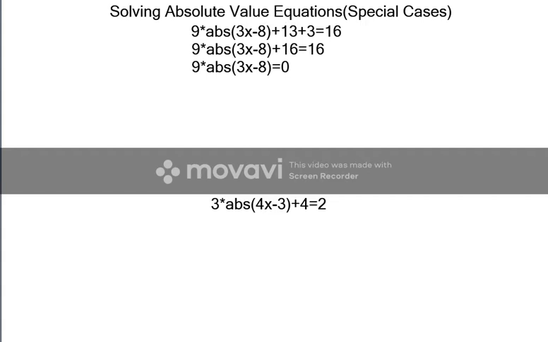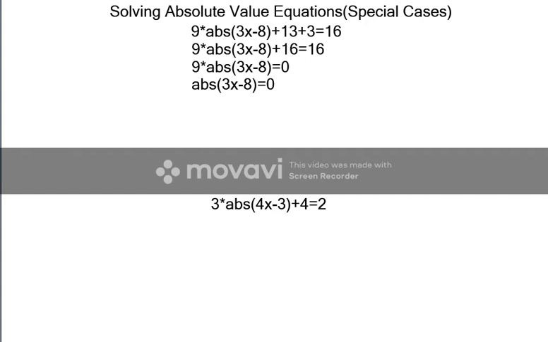Now we already know, right? You can already tell the right side is going to be 0, because whatever you multiply or divide 0 by, it's going to be 0. So we divide by 9, and 0 divided by 9 is 0. So your absolute value of 3x minus 8 equals 0. You already know that there is one solution, right?